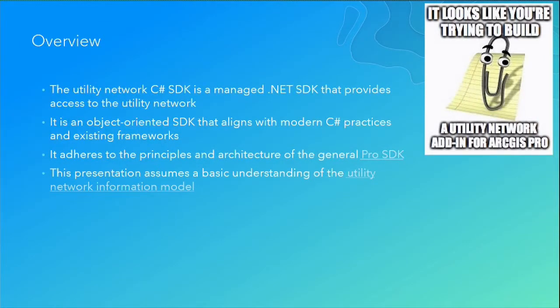So just a quick overview. The Utility Network SDK, it's a C# SDK that provides access to the utility network. It is an object-oriented API that aligns with modern C# practices and existing frameworks. So it fits in with the rest of the Pro SDK and with the rest of the C# user community. Now, unfortunately, this presentation assumes you have some basic understanding of the utility network information model.